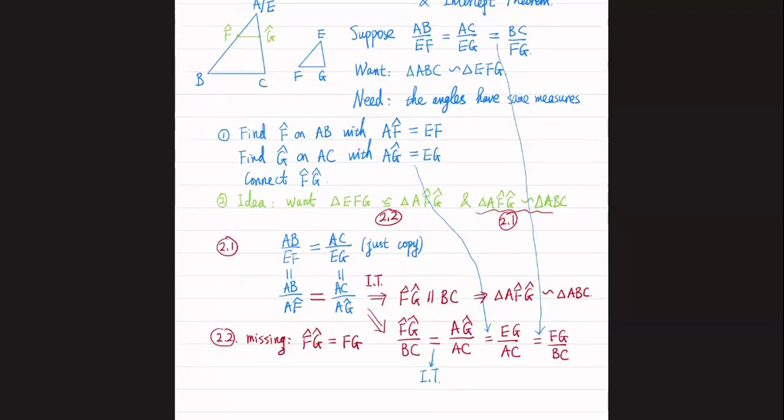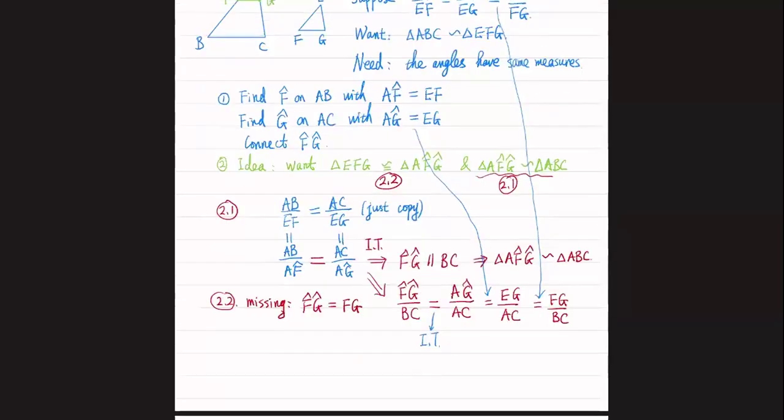Now we have the two ratios are the same over the same denominator. The two ratios are the same. The denominators are the same. The numerators must be the same. Now we conclude.